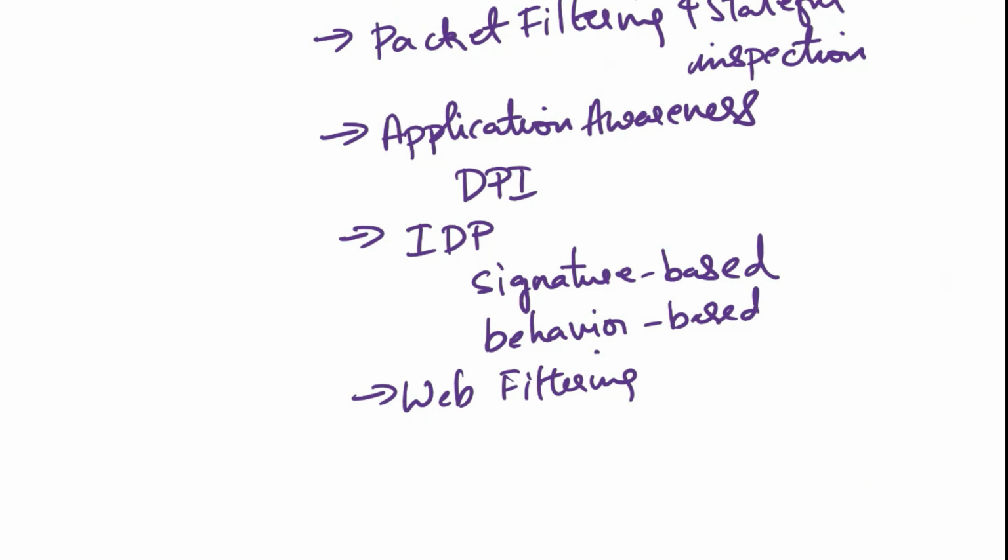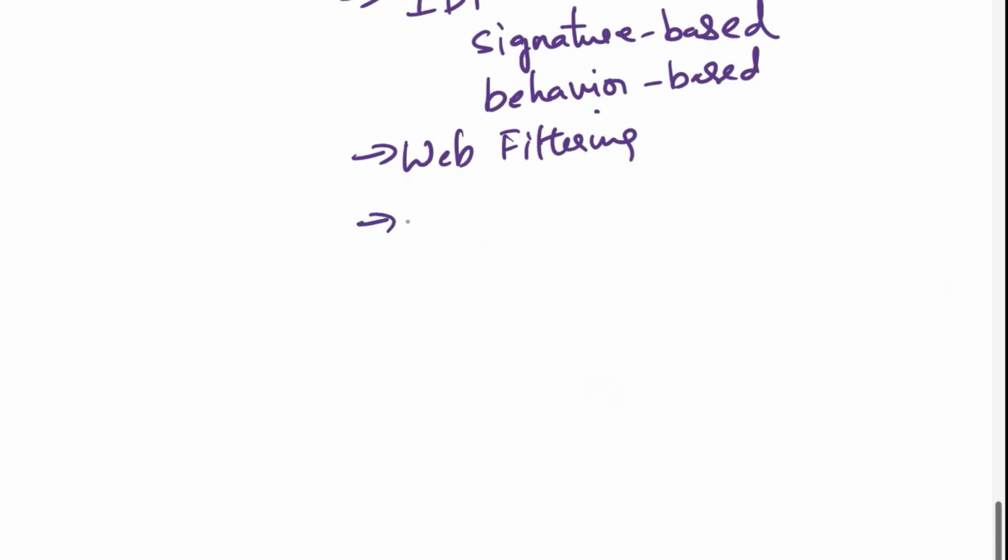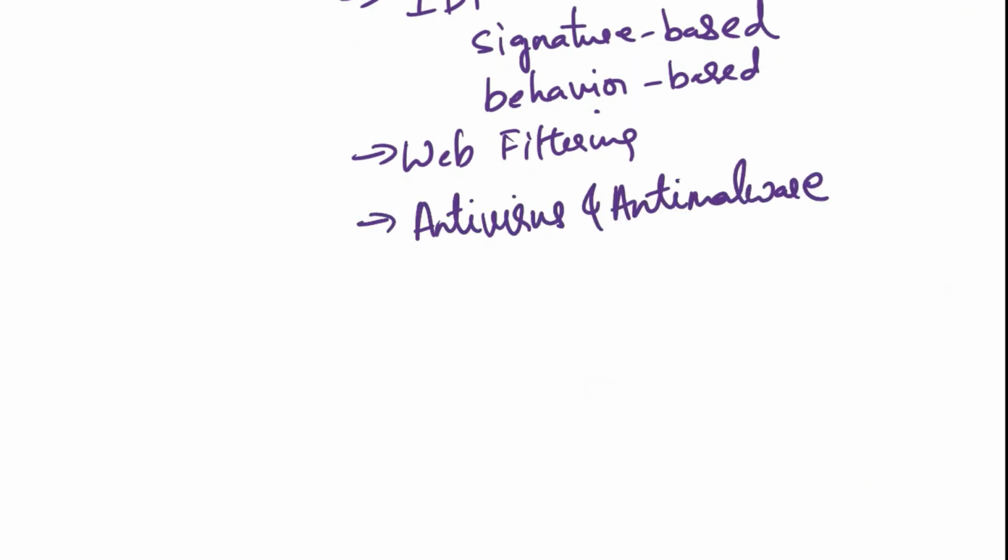This allows them to block access to malicious websites, enforcing content policies, and protect against web based threats like malware and phishing. Next is antivirus and anti malware. Many next generation firewalls include antivirus and anti malware scanning capabilities to inspect files and attachments for known malware signatures and behavior patterns. They can block or quarantine infected files to prevent them from entering the network.